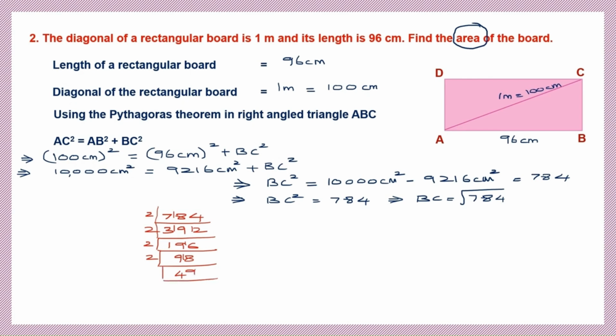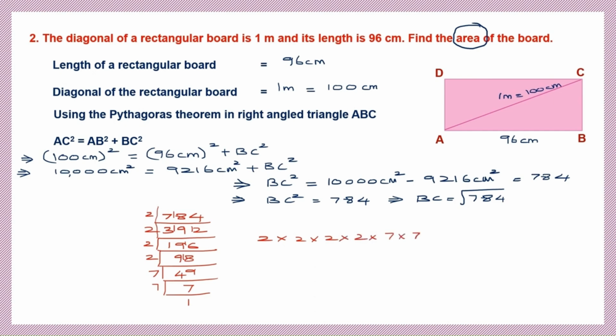Now the number is 49. Let's use 7. 7 sevens are 49. 7 ones are 7. So we found all the prime factors. Now let's write it down. So that will be 2 into 2 into 2 into 2. There are 4 twos and there are 2 sevens.